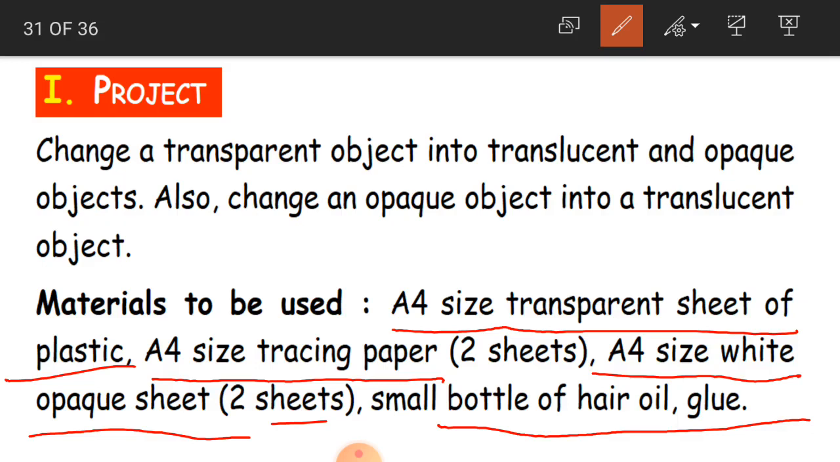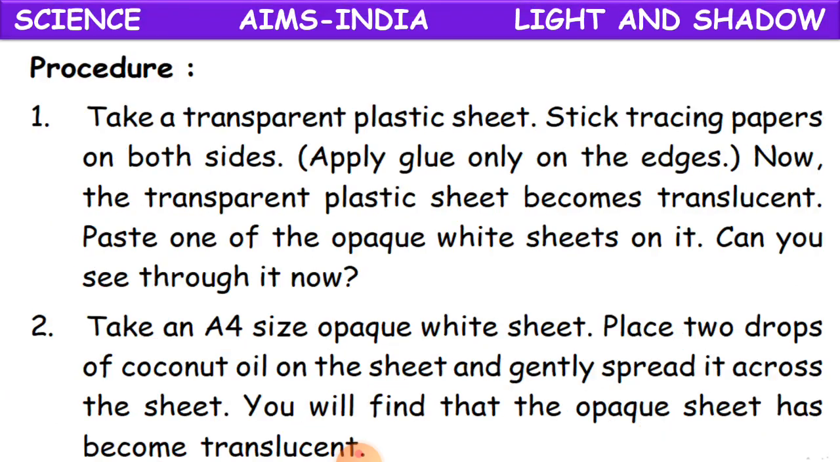So what you need is an A4 size transparent sheet of plastic. Like clear plastic sheets you need. A4 size tracing papers, 2 sheets, and A4 size white opaque sheets. Like you can take normal white A4 sheets, or chart papers also of A4 size. And you need a small bottle of hair oil and glue.